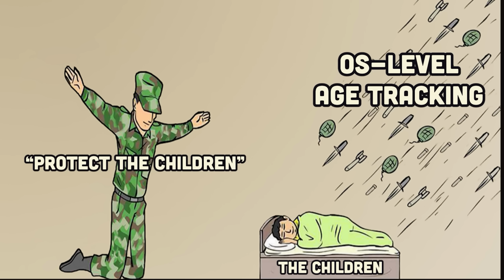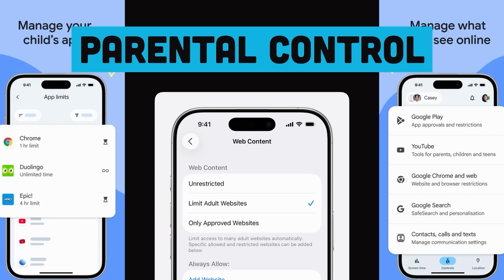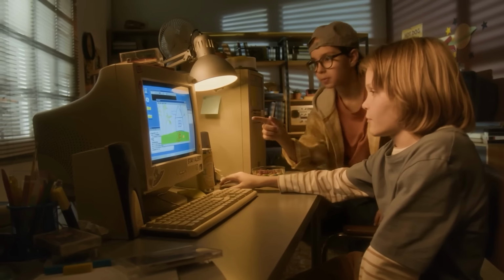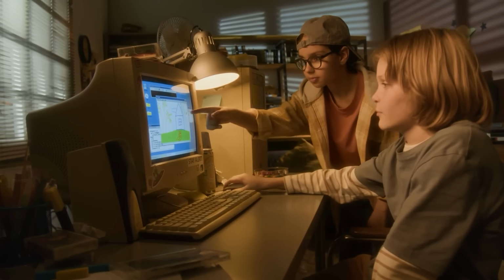As a parent, I'm all about protecting children, but parental control is already a solved problem. It's trivial for parents to monitor and control the content their kids consume, and OS-level age verification won't change anything, so what is it really all about?